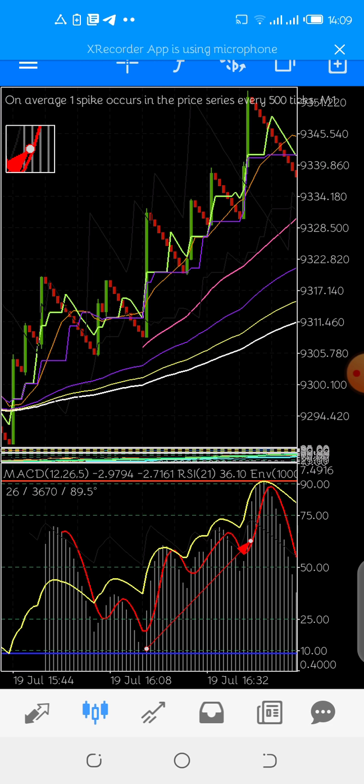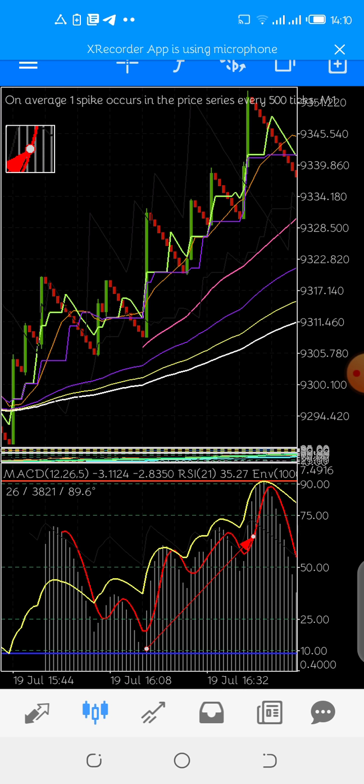So I changed from yesterday's settings, which were 12.26.1, to 12.26.5 this time around. So this moving average is 5. During normal times, you will find that the spikes of the MACD, or the bars of the MACD, will always be above or below this moving average 5. The moving average is called the signal line.